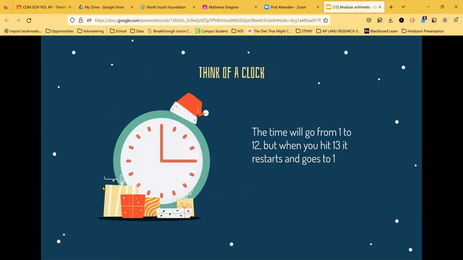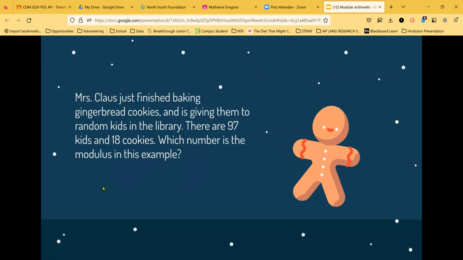So think of a clock. The time will go from 1 to 12, but when you hit the hour that's after 12, it just restarts again and again. That's like if we were doing something modulo 12, a clock would be representing that, because you aren't actually going above, right? You can't have a remainder that's greater than the number you're dividing by. You can only have a remainder that is less than the number you're dividing by. So always remember that. The remainder will always be less than the modulus.